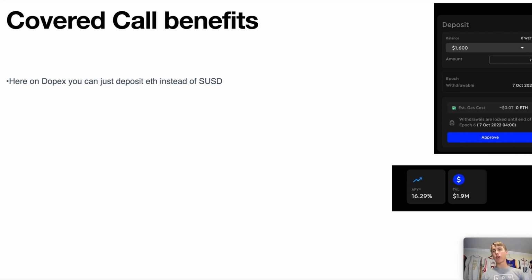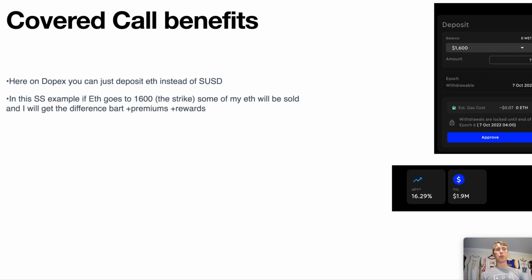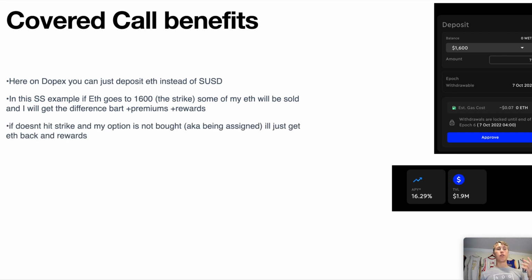But if it goes over, I will get the difference paid back in ETH, and of course, I'll still get my premium. So in this example, if ETH goes to $1,600, some of my ETH will be sold, and I would get the difference plus premiums plus rewards. Now, if ETH doesn't hit the strike price, I will just get my ETH back and the rewards.